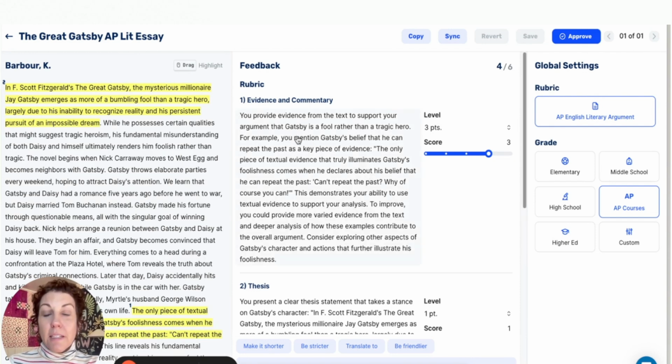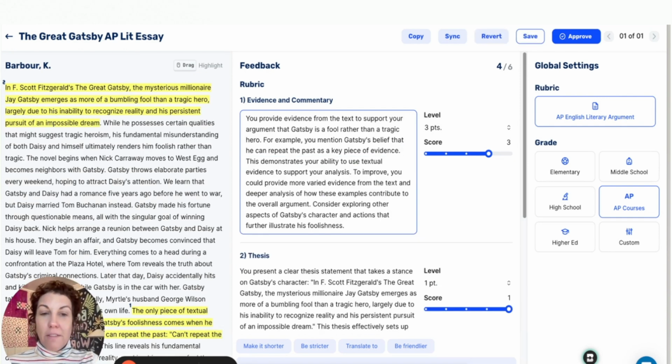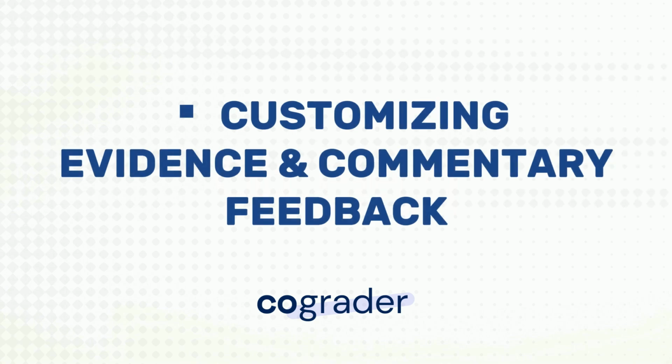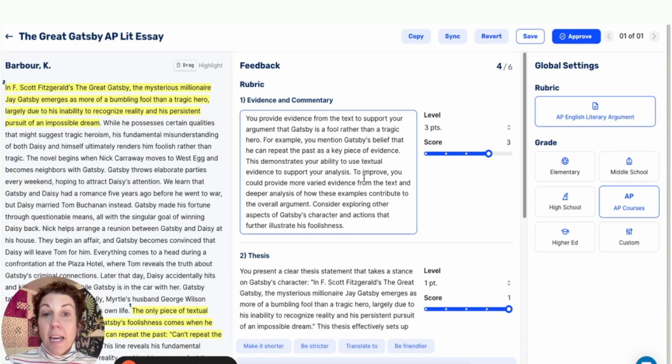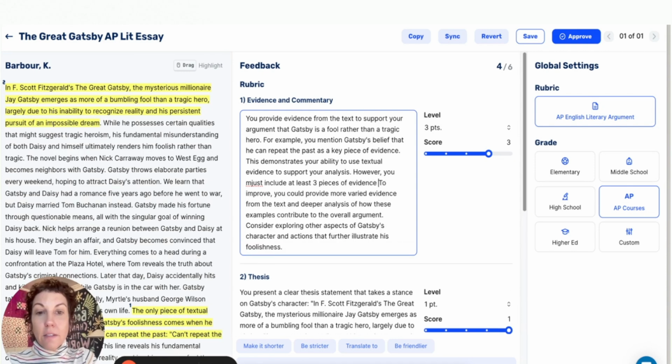So I'm going to keep the beginning to say, yes, you do have evidence to support your argument, to support your thesis. I'm actually going to get rid of this quote of the evidence because the student doesn't need to know what their evidence is. They already know, they wrote it. I am going to go ahead and say that, yes, they've demonstrated their ability to use textual evidence to support their analysis. However, you must include at least 3 pieces of evidence to support your thesis.